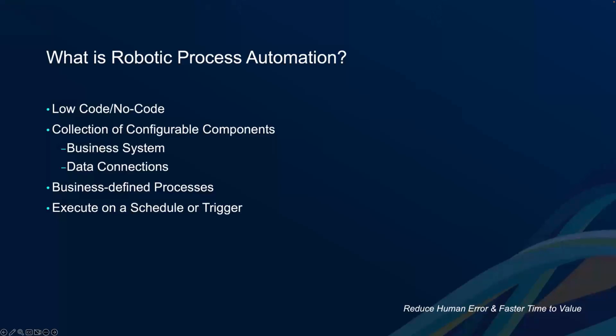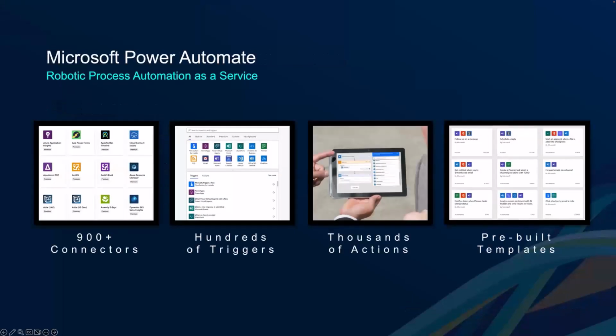These are configurable tools. They're not requiring your higher level developers to build. And it's also easier to iterate on them because a broader pool of users can go in and interact and work with them. So what we've been working with is Microsoft's Power Automate, which is Microsoft's robotic process automation as a service.